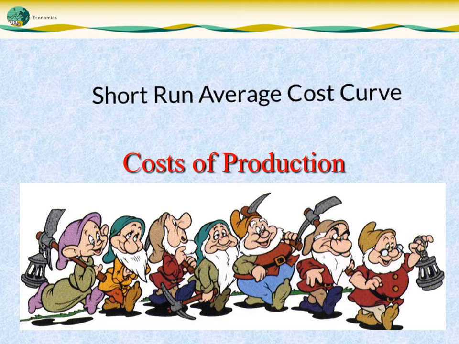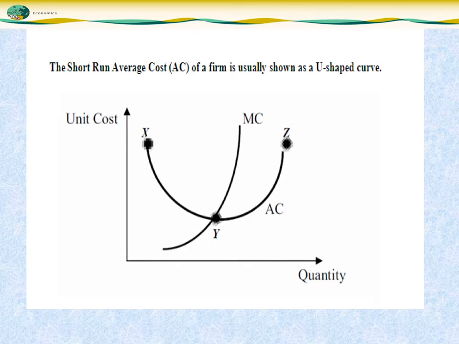So today we're going to look at the short-run average cost curve when looking at cost of production. First of all, just remember that the short run is the period of time in which at least one of the factors of production is fixed in its quantity. Okay, so let's just explain the short-run average cost curve.